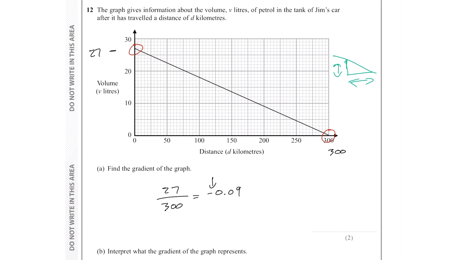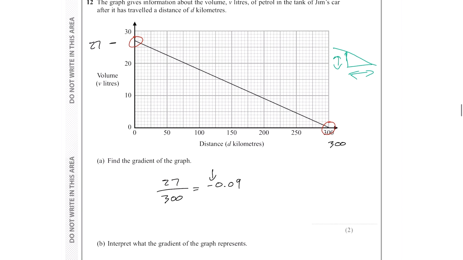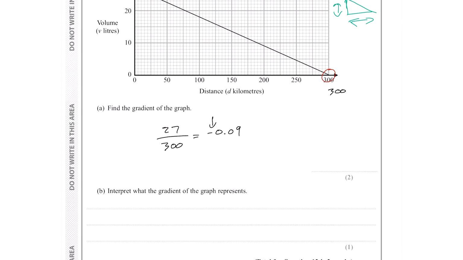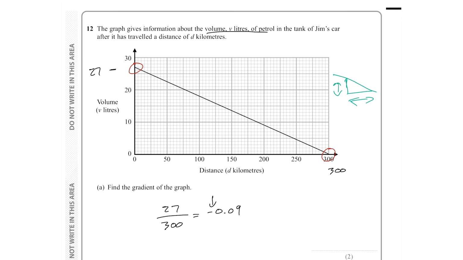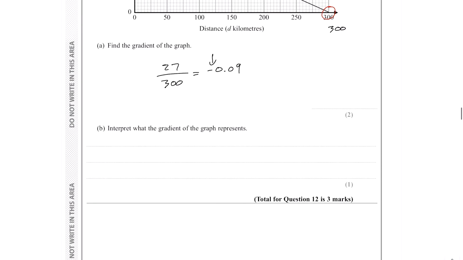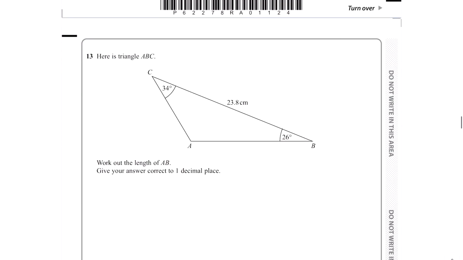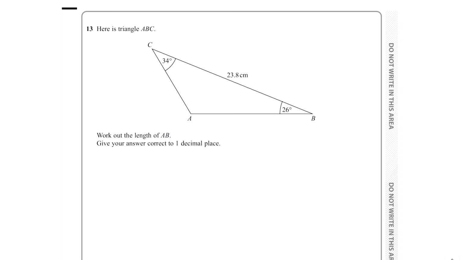And it's a negative because the line is going down. That's where the negative came from. So it says, interpret what the gradient represents. So if you read the question, it says, the volume of litres of petrol in his car. So it's showing the volume of petrol used per kilometre. So volume of petrol used per kilometre.